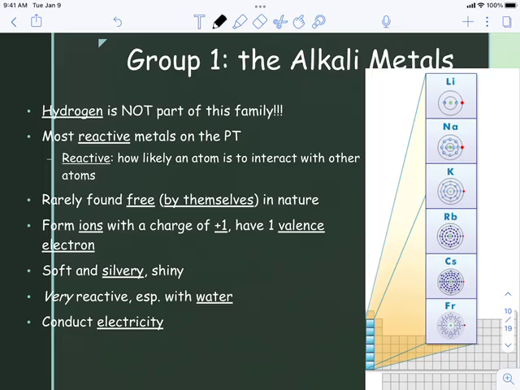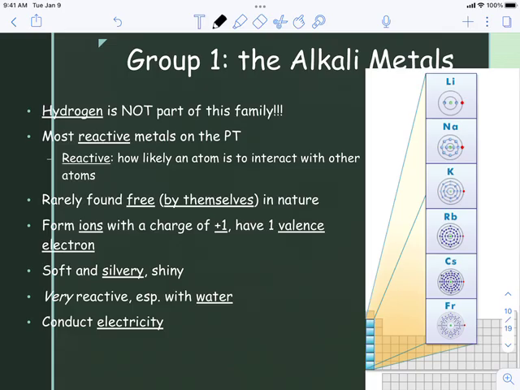Group 1, pretty common to call them the alkali metals. The alkali metals. Again, do not include hydrogen. Hydrogen's there, but it doesn't really fit in with the family. It's a non-metal. Group 1 are the most reactive metals on the periodic table, and we'll see that's because of their valence shell, but that's for later in the year.